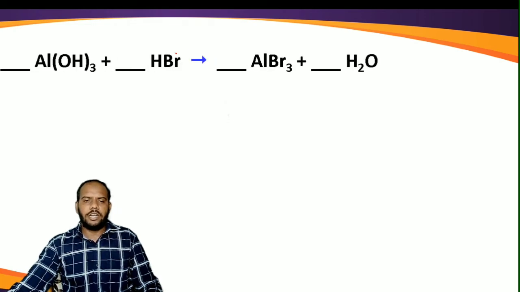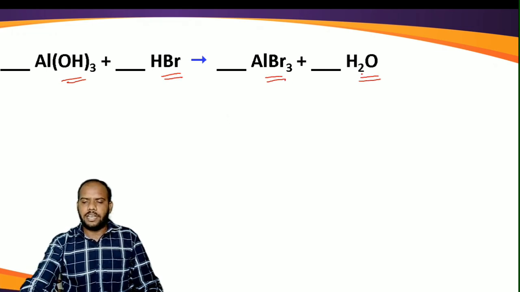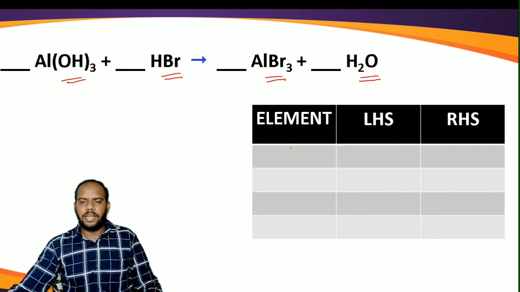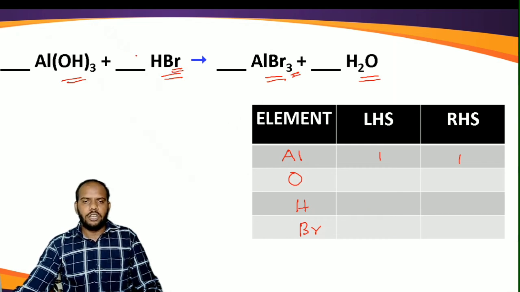Yes. Aluminum hydroxide reacts with hydrogen bromide and we get aluminum bromide and water, same as the previous process. Write the elements. What are the elements present here? Aluminum, oxygen, hydrogen, bromine. These four elements are present. First we can check aluminium. One aluminium, one aluminium, so aluminium is balanced. Next we can check hydrogen not, oxygen not, bromine we should check. Here one bromine is present, here there are three bromine. So what do you write here?